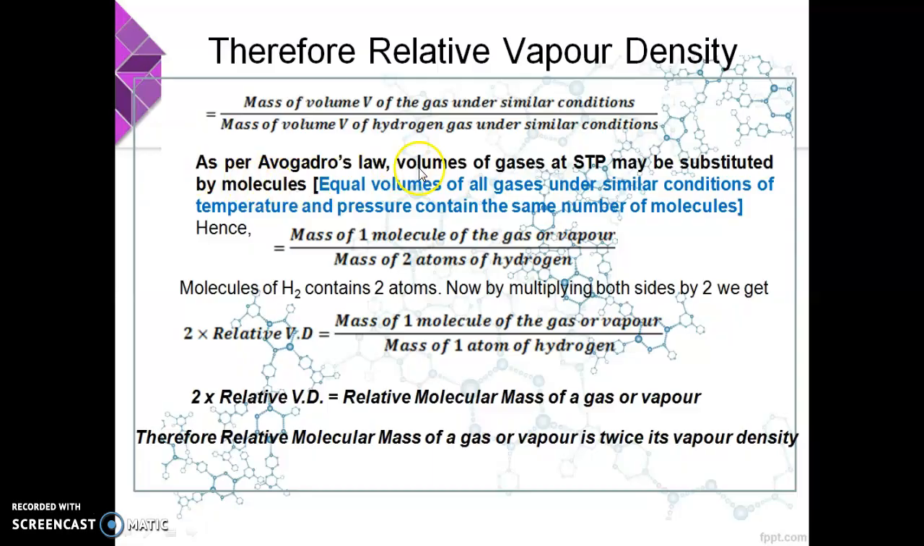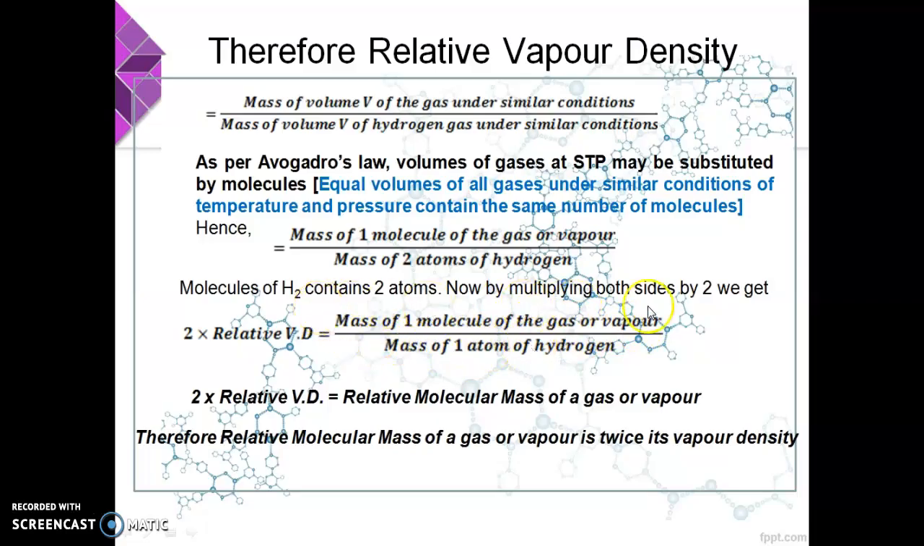As per Avogadro's law, volumes of gases at STP may be substituted by the molecules. Therefore, relative vapor density can be given as mass of one molecule of the gas or vapor divided by mass of 2 atoms of hydrogen. Here I have directly written 2 atoms of hydrogen instead of molecule because one molecule of hydrogen contains 2 atoms. Now you multiply both sides by 2, you will get 2 into relative vapor density is equal to mass of one molecule of the gas or vapor divided by mass of one atom of hydrogen.